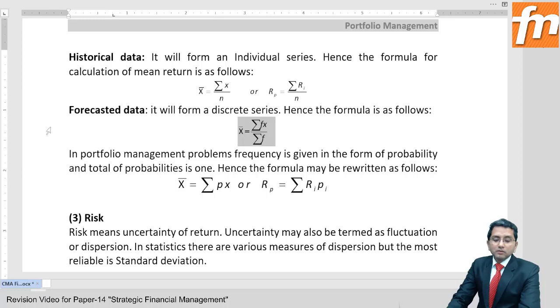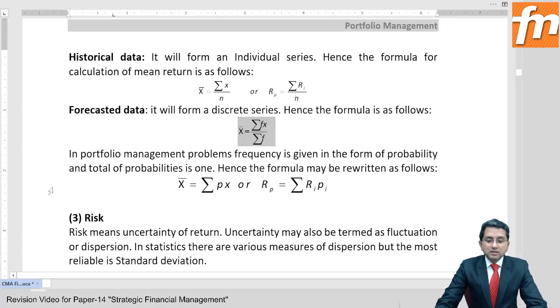So on the screen, summation of fx will become summation of px. And in the denominator, summation of f will become summation of p. Summation of probability is always 1, so you need not divide by 1. And that is how this formula can be simplified: x bar is equal to summation of px.